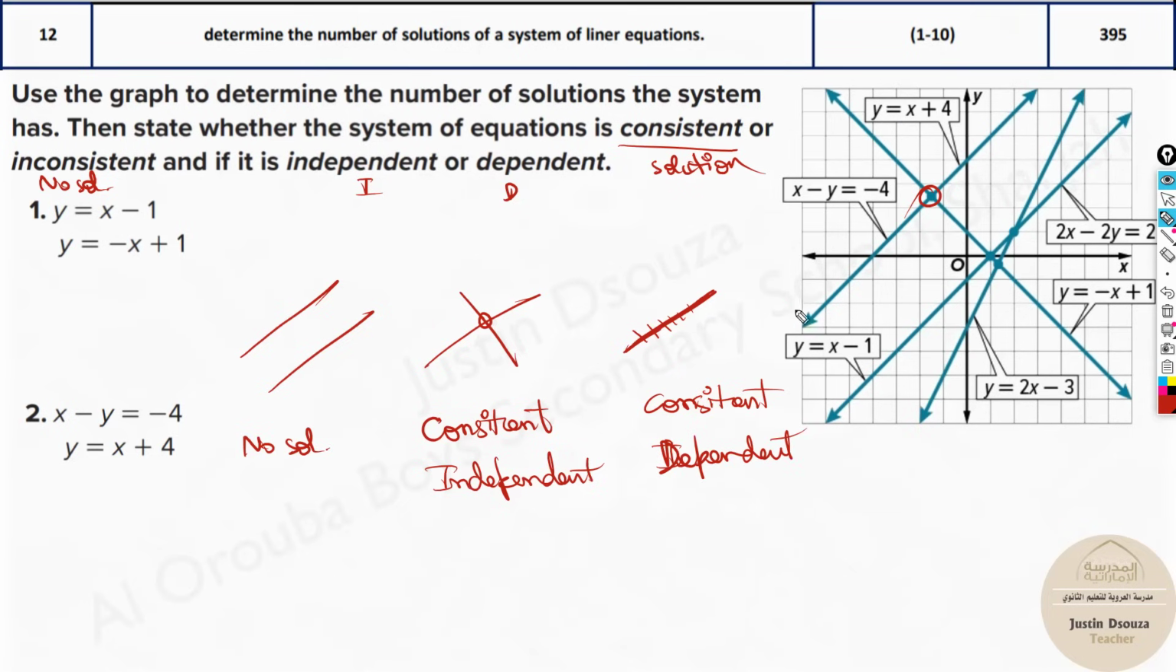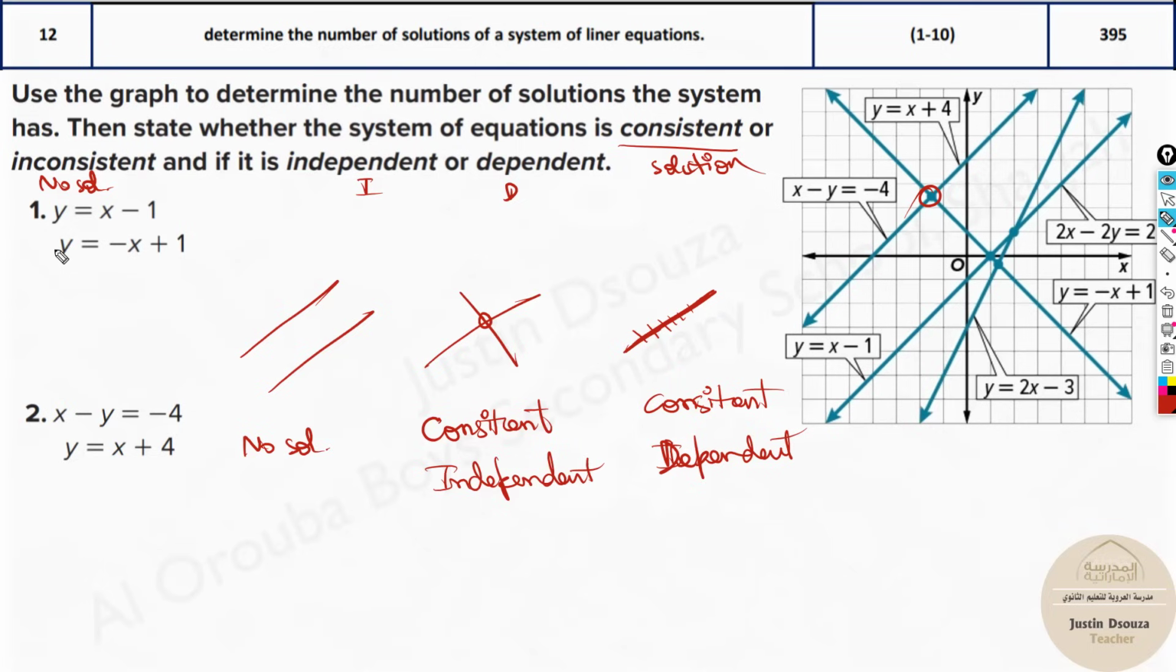Dependent. So whenever you have the same equations, they are equivalent equations, they are basically the same lines. So each point is a solution. Then there are infinite solutions. So that is consistent dependent. You need to memorize this. When they don't touch each other, there is no solution. When they touch only at one point, it's consistent and independent. And when they're overlapping, it's consistent and dependent.